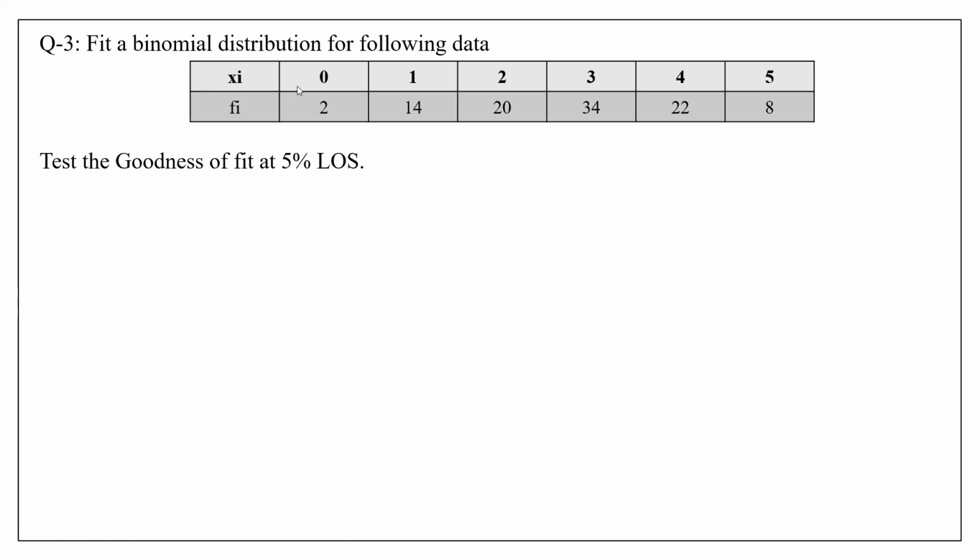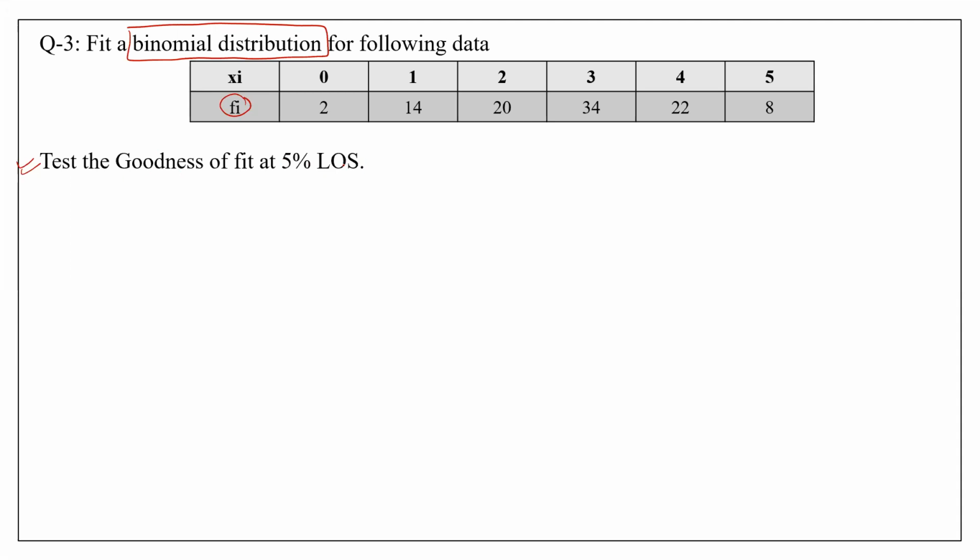Fit a binomial distribution for the following data. Now you can see the specified distribution is given to you. They have done some kind of test. What kind of test they have done, they have not mentioned, but they have given the value of x and the observed frequency. Now we have to test the goodness of fit at 5% level of significance.